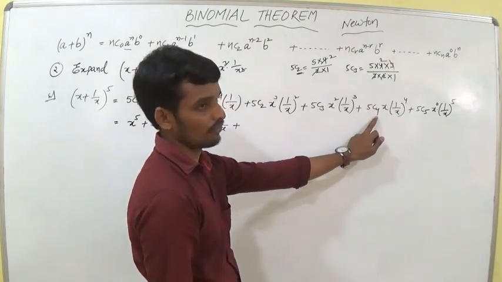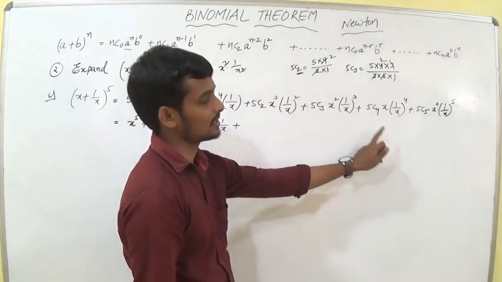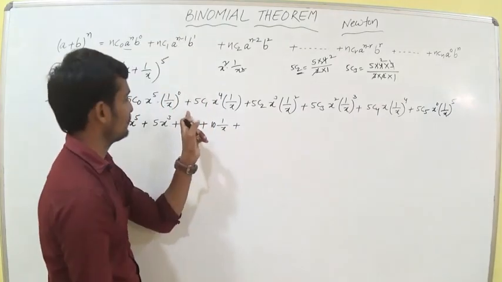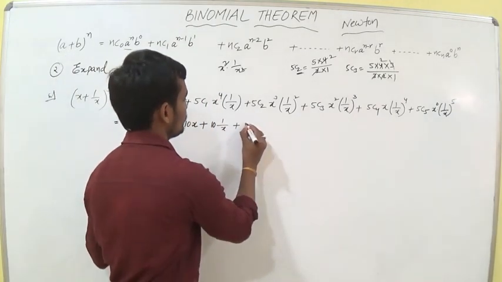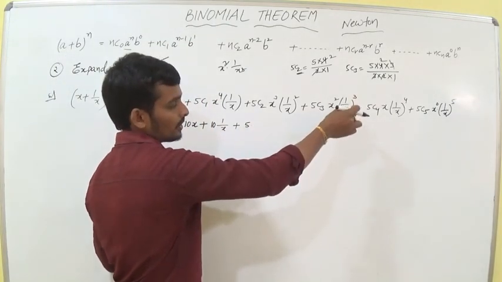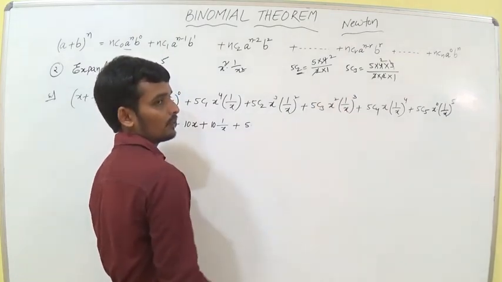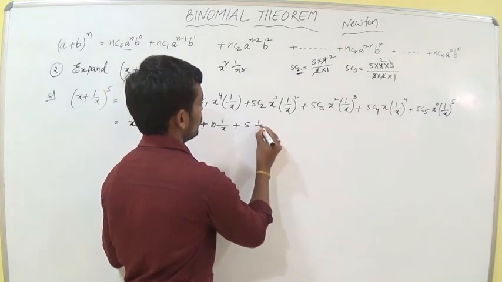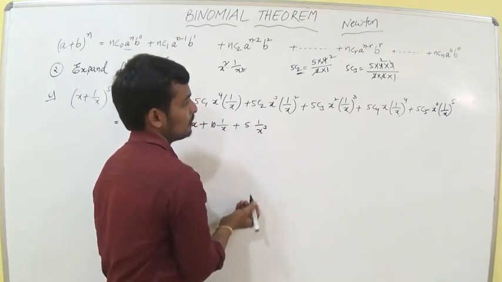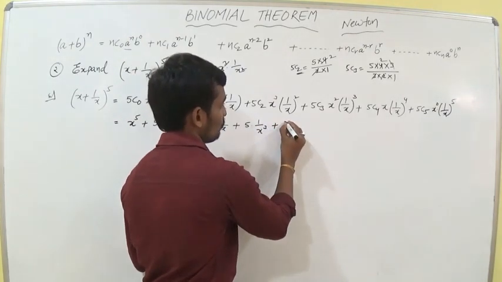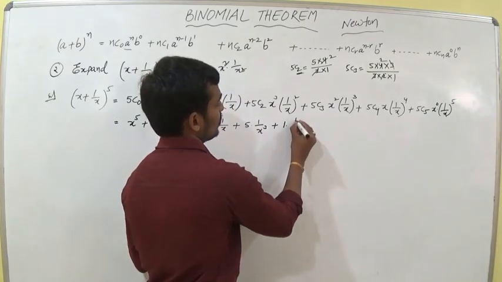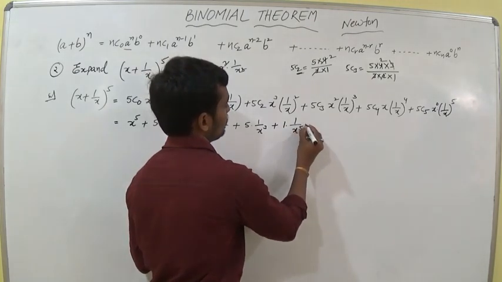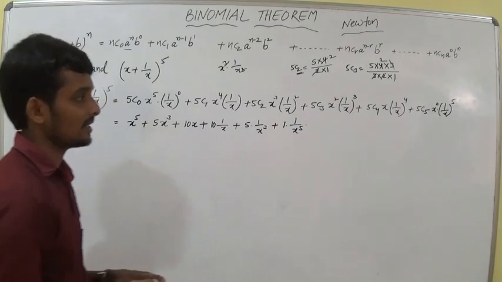Why? Because nCr is equal to nC(n minus r). So what is 5C1? 5. So 5 into x into 1/x power 4, 1/x power 4 means 1/x cube. So 5 into 1/x cube, plus 5C5 is 1 into 1/x power 5. Is that right or wrong?